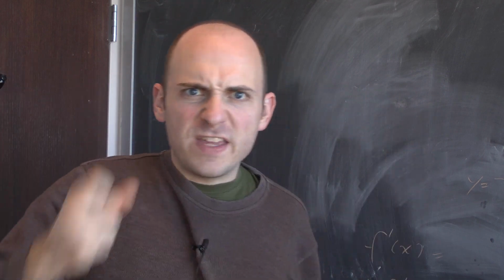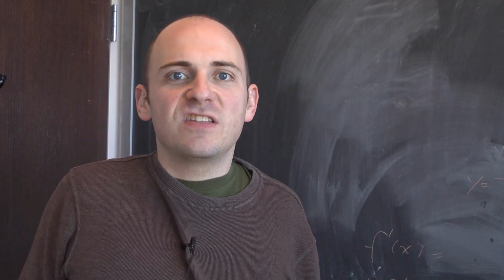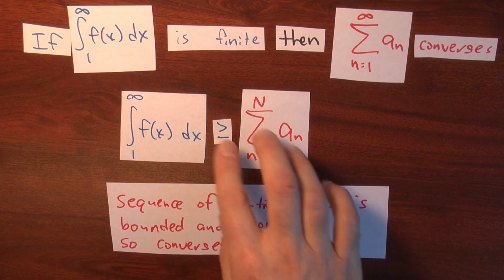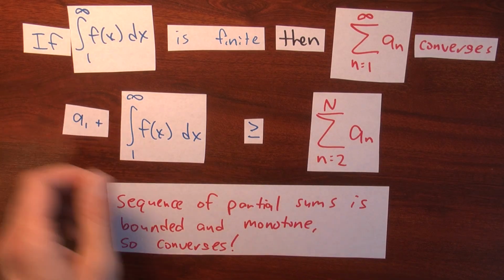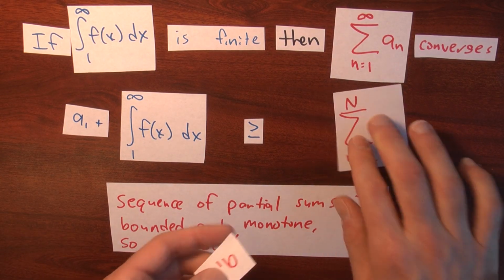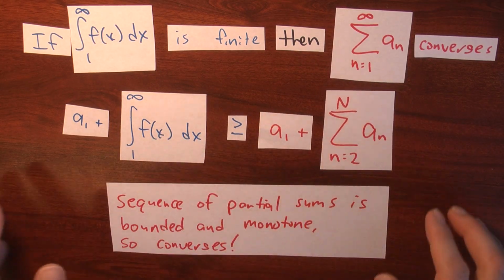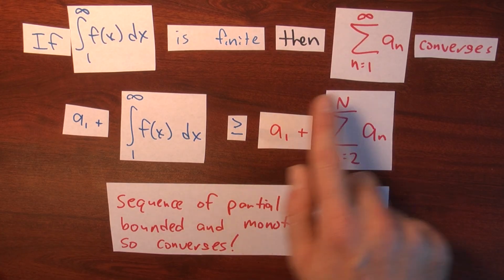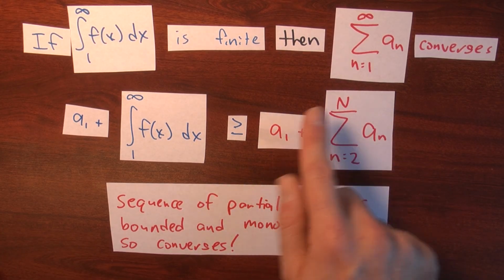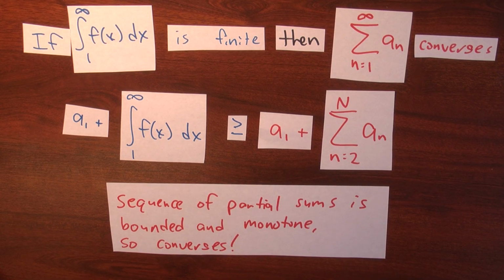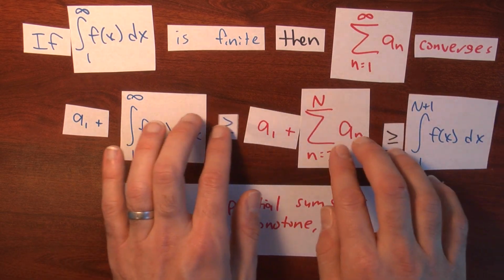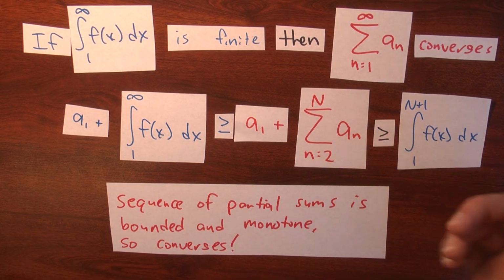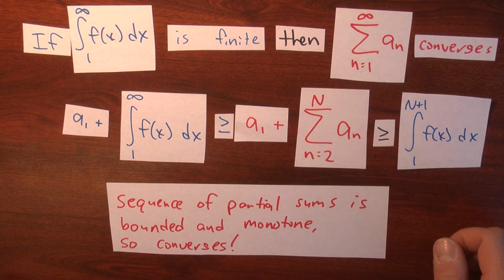We're doing more than just proving convergence. What I mean is that I've got this inequality here. The big deal here is that I could add a sub 1 to both sides. And if I add a sub 1 to both sides, now I've got this inequality. But this is just a sub 1 plus a sub 2 plus a sub 3 plus dot dot dot plus a sub big N, which I already know is at least as large as the integral from 1 to big N plus 1 of f of x dx.